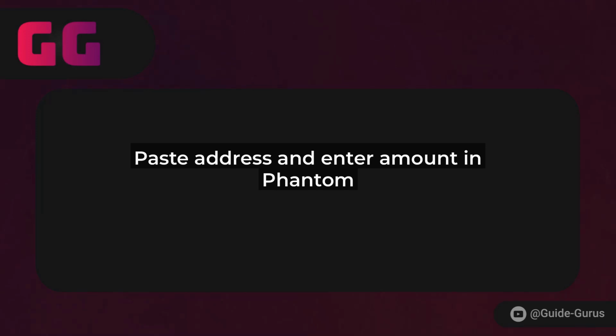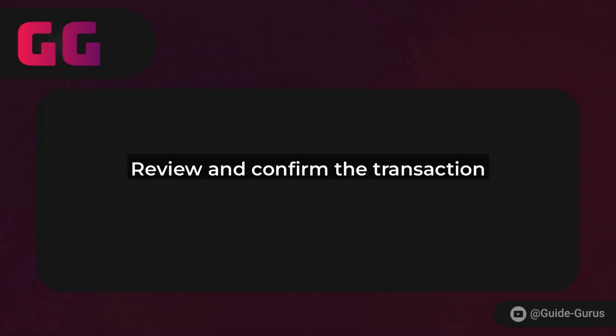Back in Phantom, paste that Ledger address into the To field. Enter the amount of USDT you want to transfer, and don't forget to check the network. It should be Ethereum for USDT. Review the transaction details carefully, including fees, and hit Confirm. You'll be prompted to approve it on your Phantom wallet, so go ahead and do that.